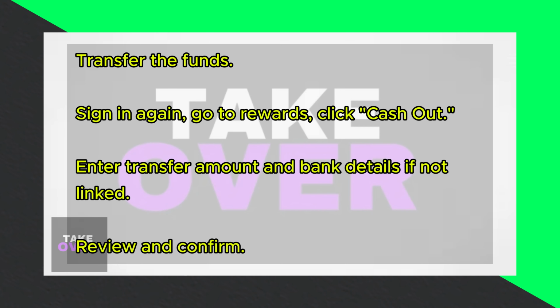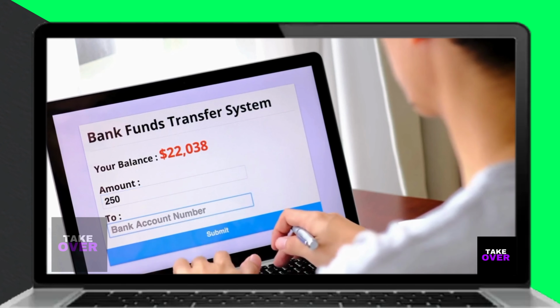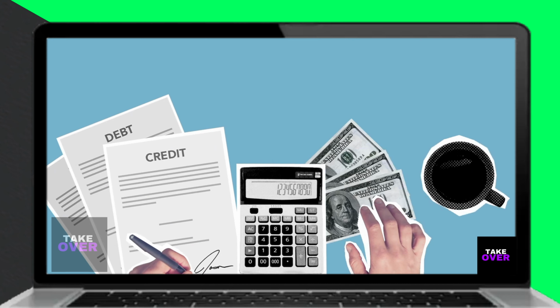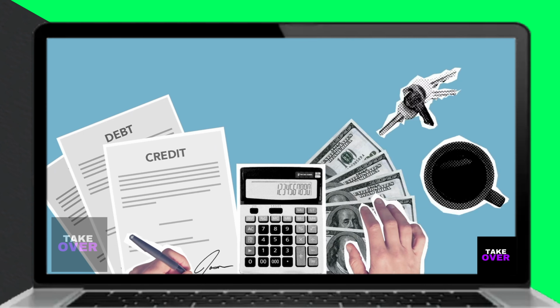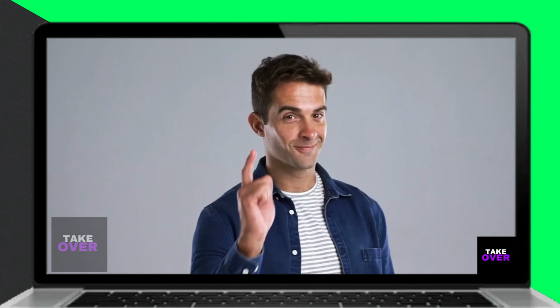If you haven't linked your Starbucks account to a bank, head to the Payment section and enter your bank account details. Review your entries to ensure the information is accurate before confirming the transaction. It takes the bank 3 to 5 business days to process your request.